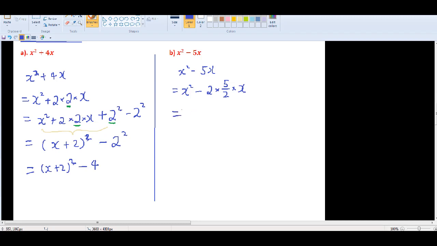Our second step: remember what the key number is here. So here's the key number. Our next step would be x squared minus 5 over 2 times x, plus 5 over 2, the whole squared. You need a bracket for that because that's a fraction. But of course you added that for nothing, that's 5 over 2 squared, so you have to take it away immediately.